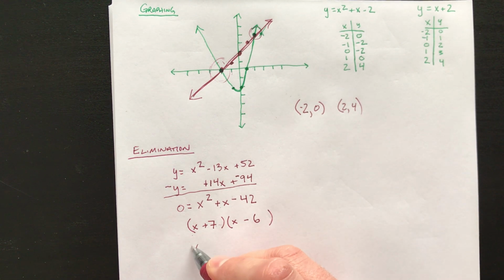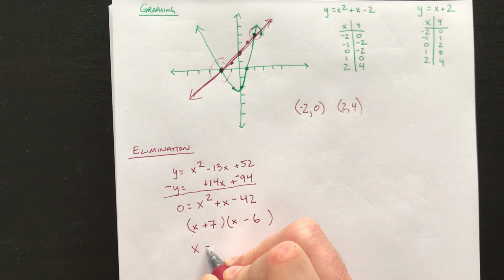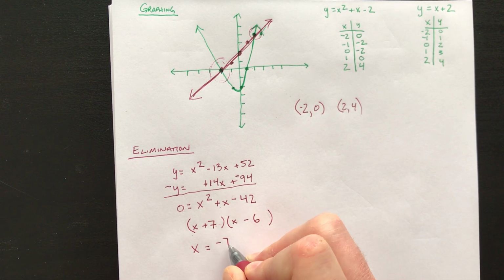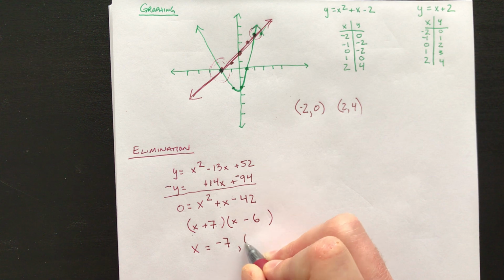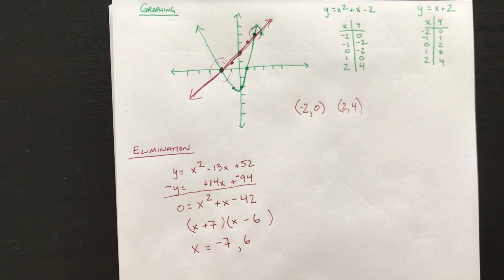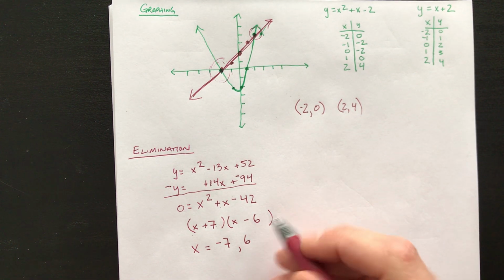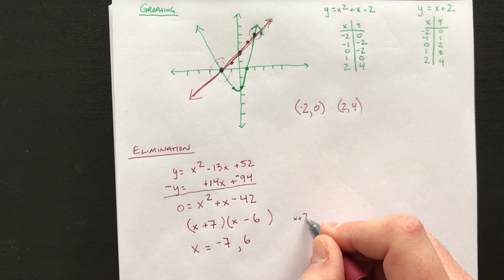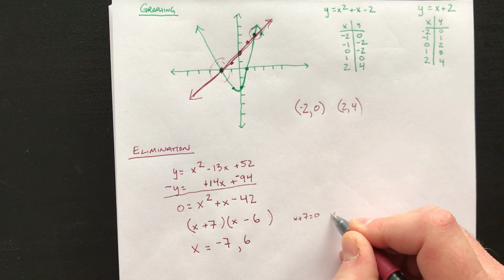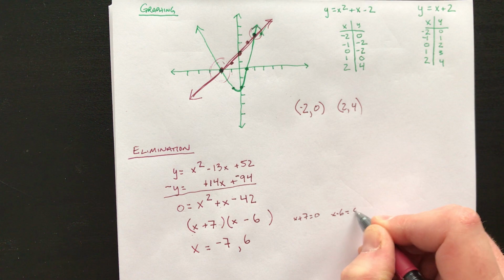So our two solutions, x is equal to a negative 7 and a positive 6. Because remember, all you do here is x plus 7 equals 0, x minus 6 equals 0.